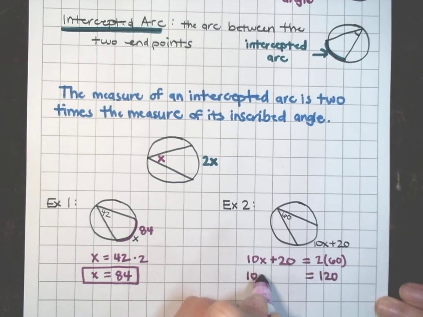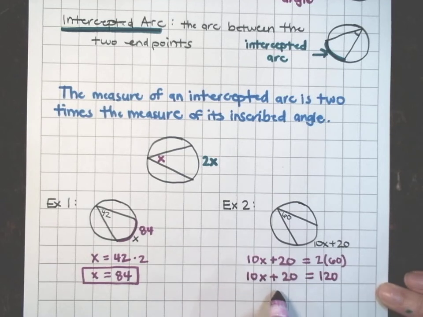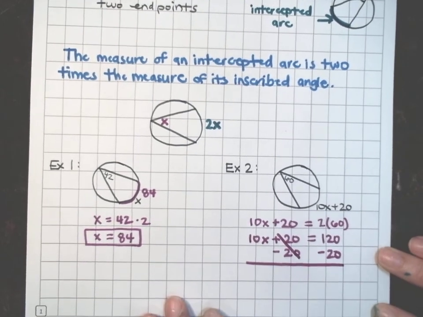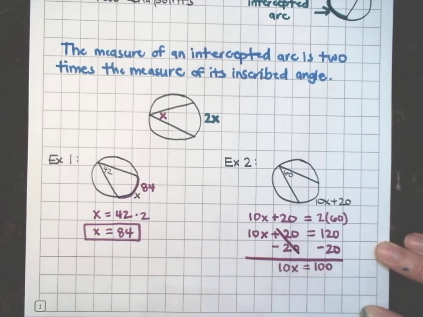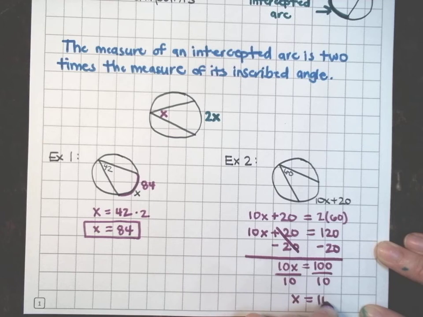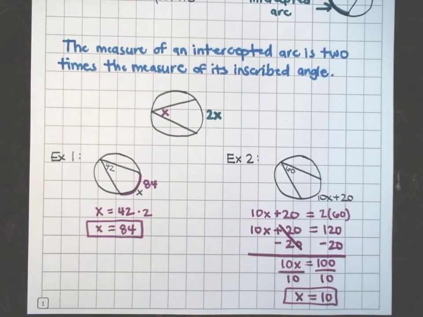Then we can bring down our 10x plus 20 once we do that and just solve for x. Subtract 20 from both sides, which leaves us with 10x equals 100. Divide both sides by 10. And x equals 10.